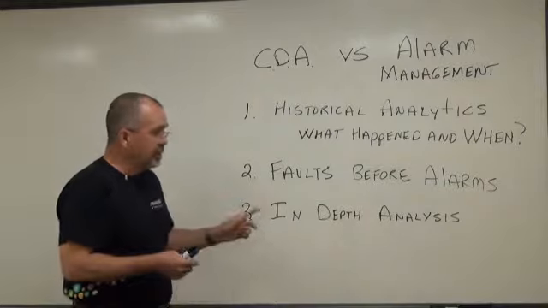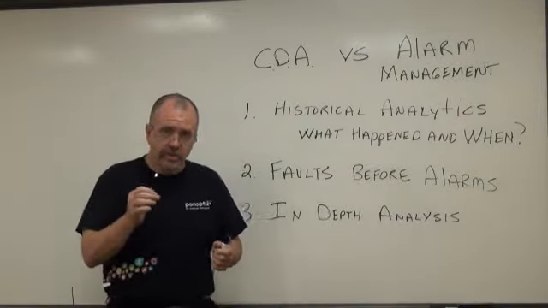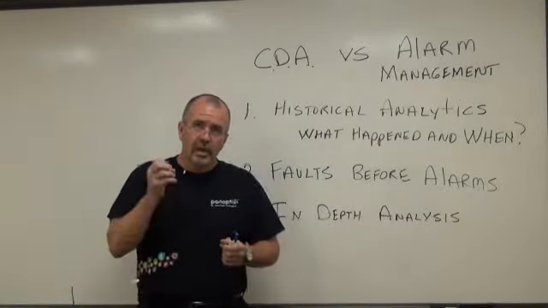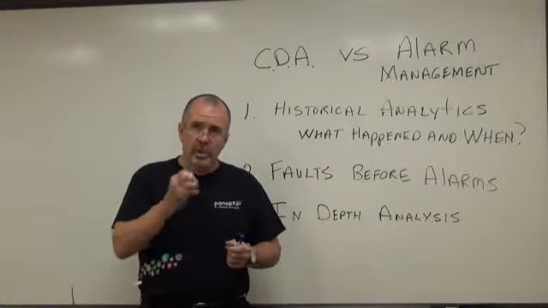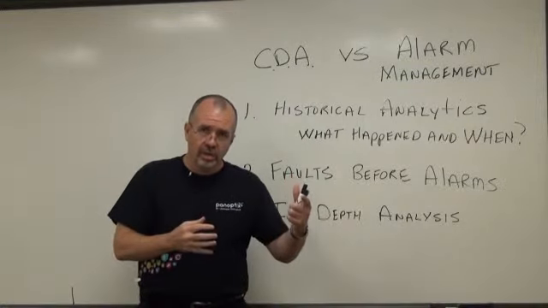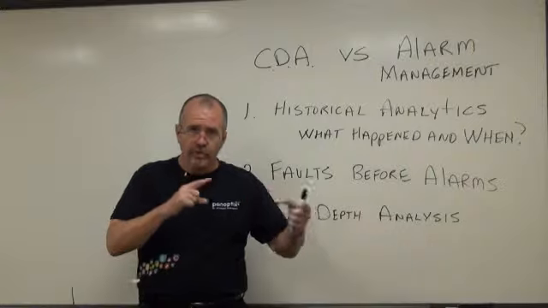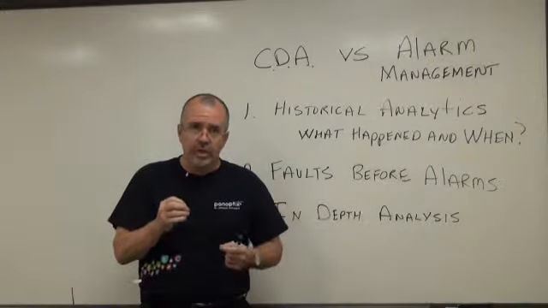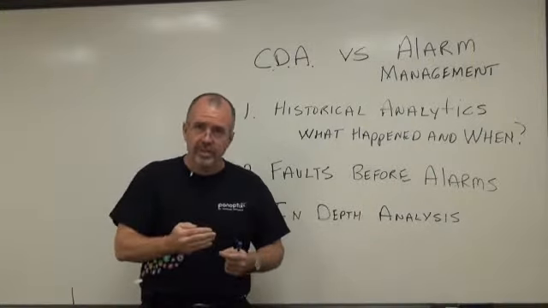Take a look at item number 3, which is in-depth analysis. Go back to my original statement where we said within your building automation system you have trend and you have alarms and you have to juggle back and forth between the two. Here you can look at everything at the same time.